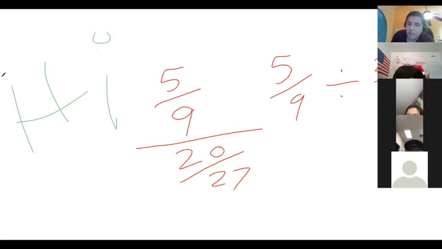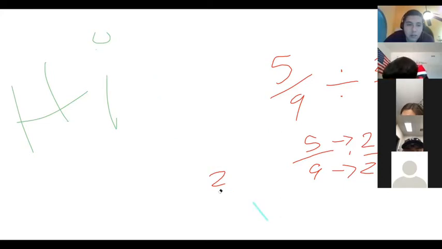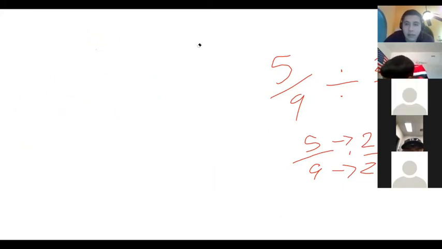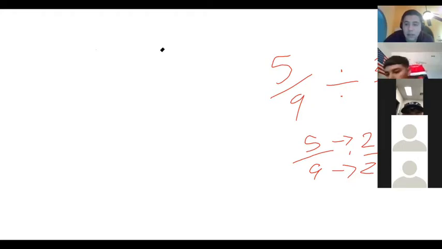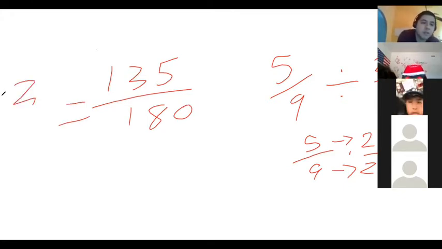All right. Anyways, so again, we're going to change it to the reciprocal. We're going to multiply. So 5/9, and it's going to be multiplied by what? 27/20, right? And now we just multiply straight across. 27 times 5 is 135. And then 9 times 20 is 180. All of this actually simplifies to 3/4.